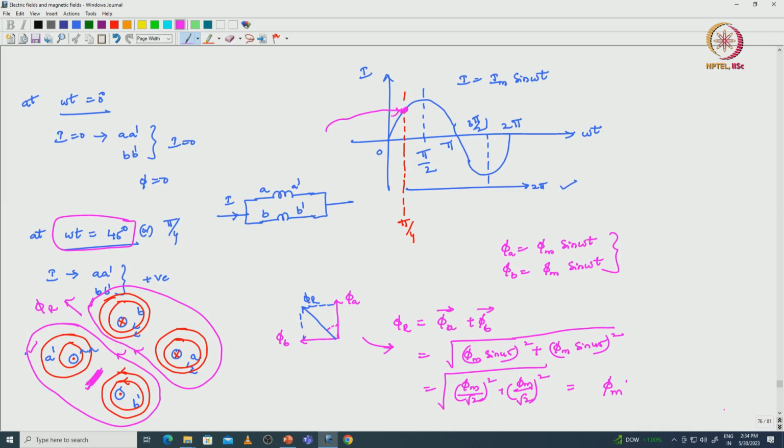At this particular location, we are seeing the resultant flux vector magnitude is phi m, and it is displaced 45 degrees leading with respect to phi A, and with respect to phi B it is 45 degrees lagging. We can say this is 45 degrees.